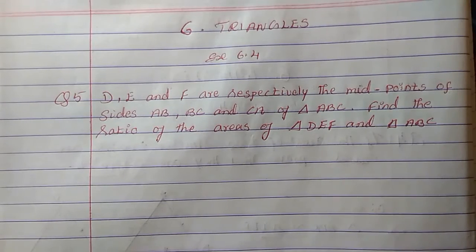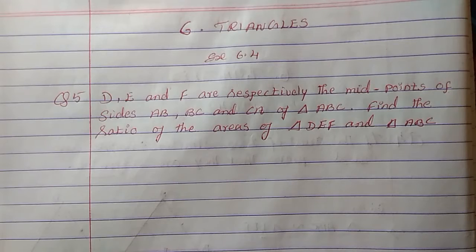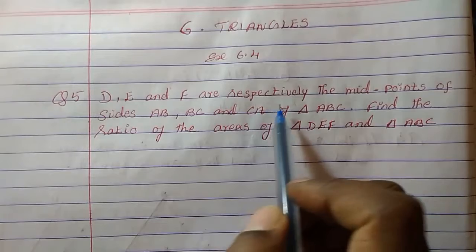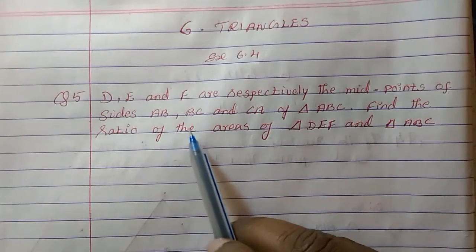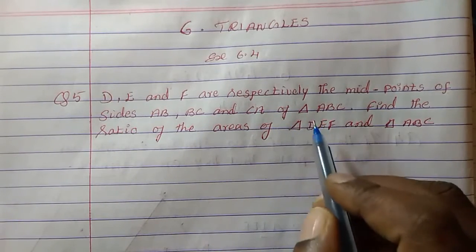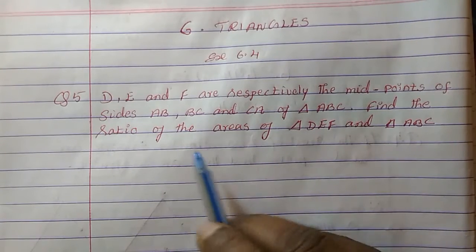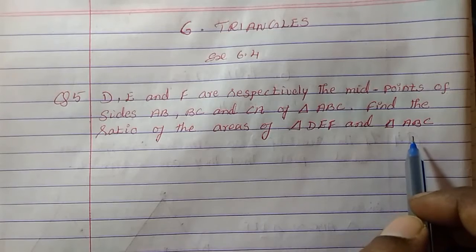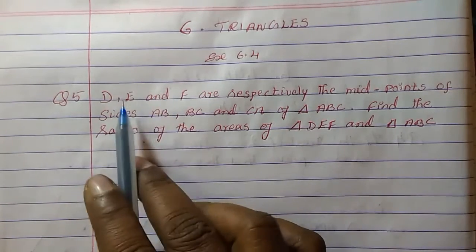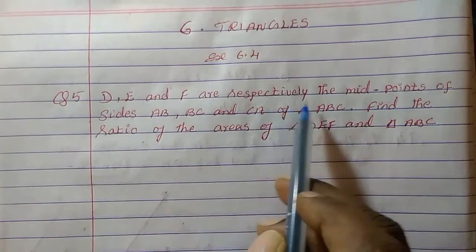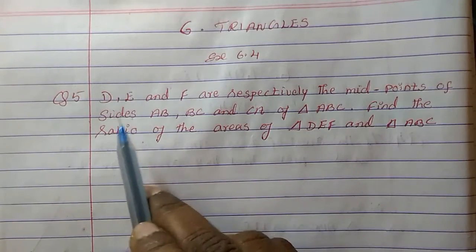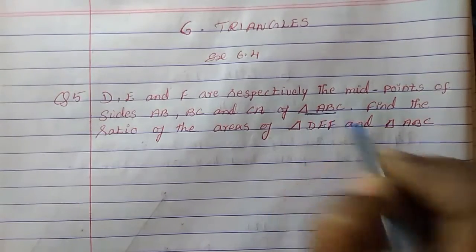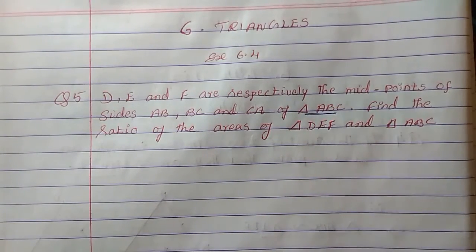Today we are going to study chapter 6 triangles, exercise 6.4, question 5. D, E and F are respectively the midpoints of sides AB, BC and CA of triangle ABC. Find the ratio of the areas of triangle DEF and triangle ABC. So first of all, let us see D, E and F are respectively the midpoints of sides AB, BC and CA of triangle ABC. So let's draw first triangle ABC.